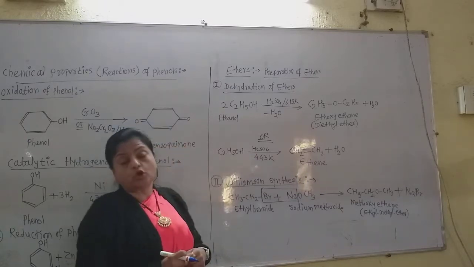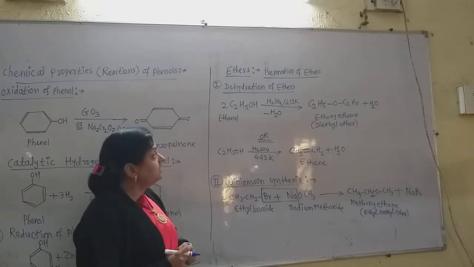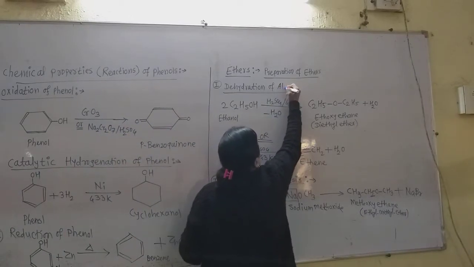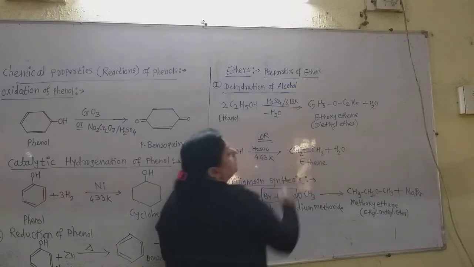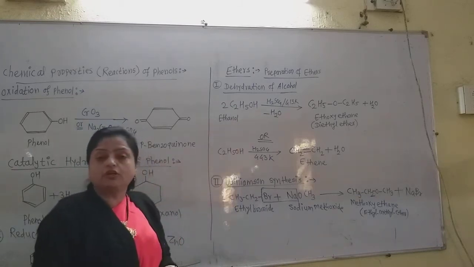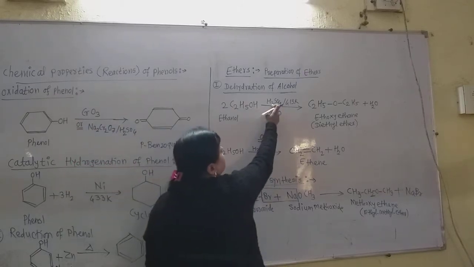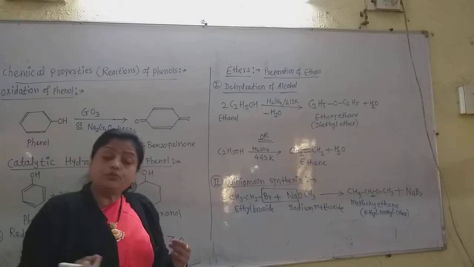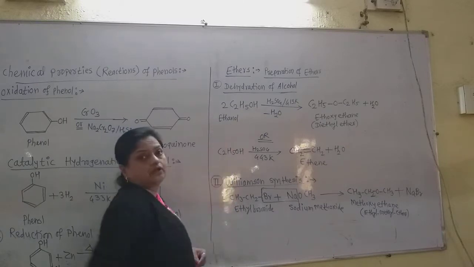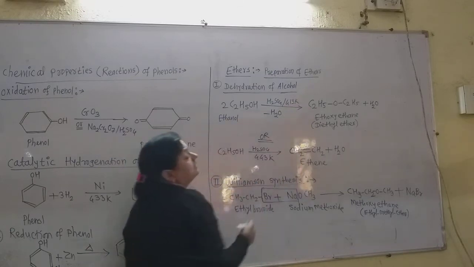The first method of preparation of ether is the dehydration of alcohols, not ether, dehydration of alcohols. When we dehydrate the alcohol, we obtain the ethers. Now this is ethanol, 2 molecules of ethanol are written here, and the dehydrating agent used here is concentrated H2SO4, which removes the water molecule from the 2 molecules of this ethyl alcohol. The water molecule gets eliminated at a temperature of about 413 Kelvin.